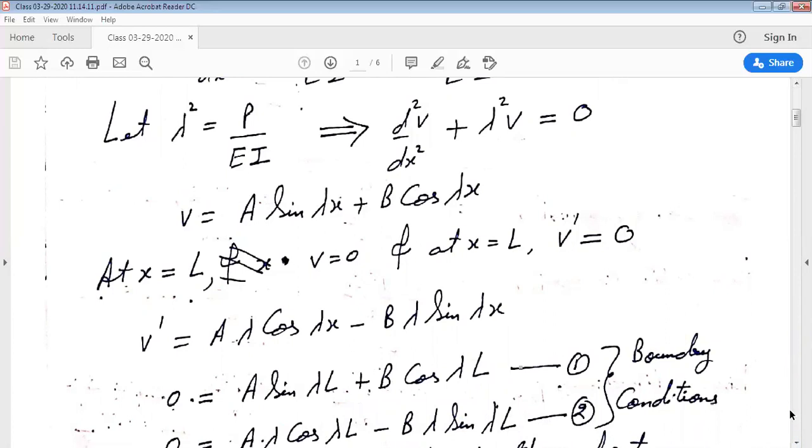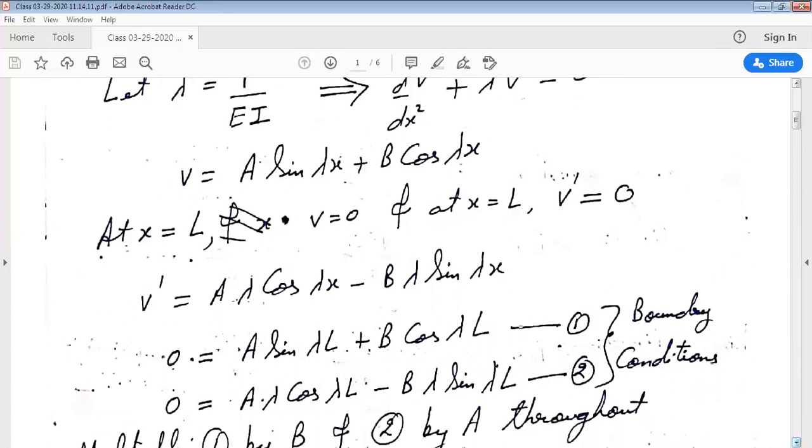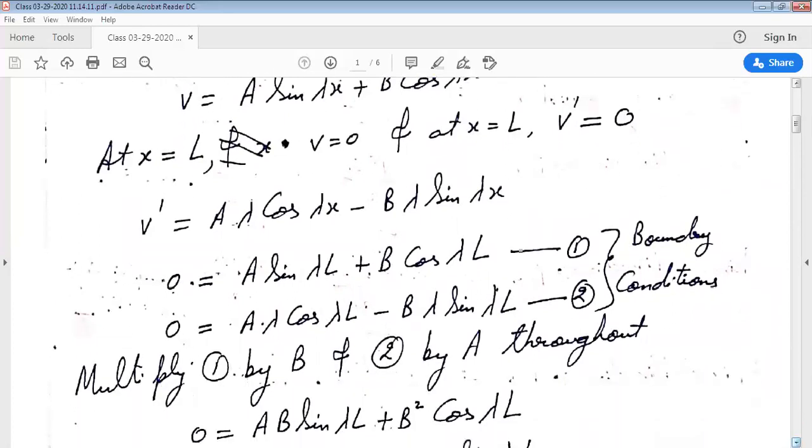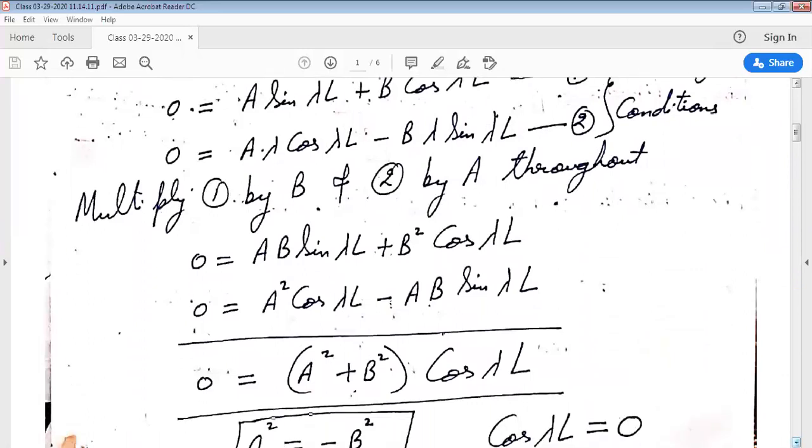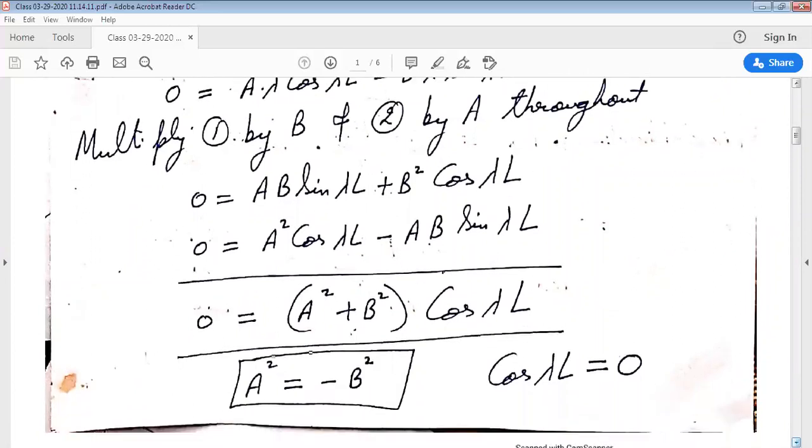On application of boundary conditions, we get 0 equal to bracket start A square plus B square bracket close cos lambda L. This means A square equal to minus B square. Now that is possible only and only if A equal to B equal to 0. Now this solution would be a trivial one. We will reject it and instead we will focus on cos lambda L equal to 0.